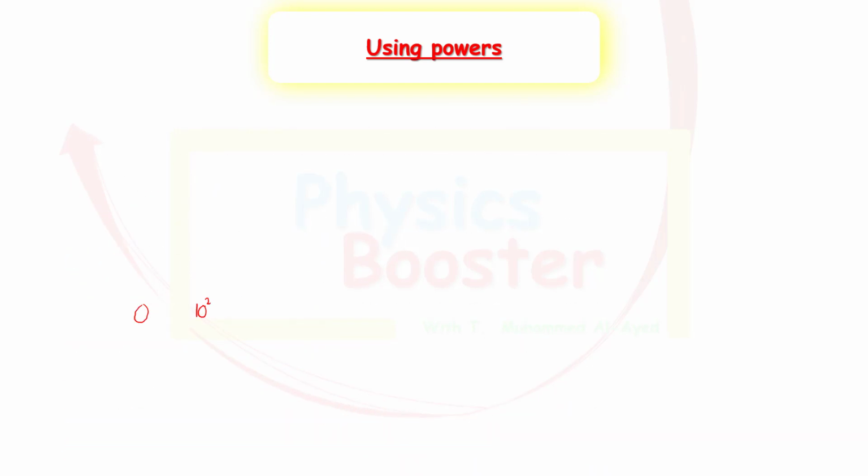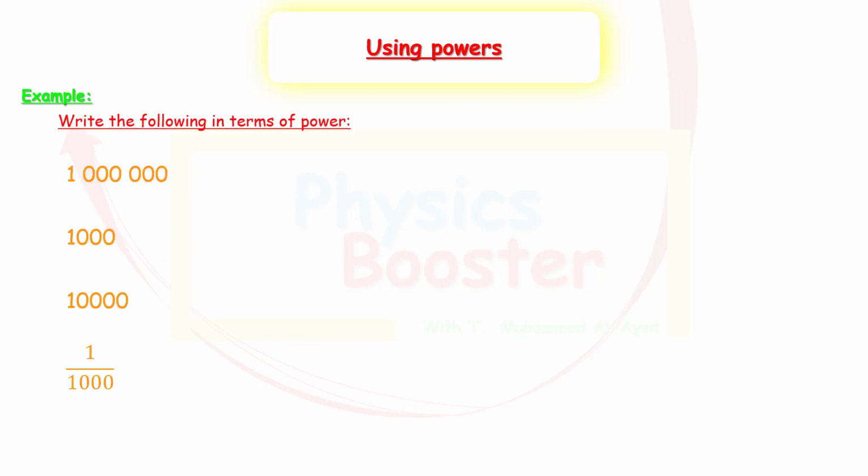So let's try it on a quick example. Write the following in terms of power. So let's start with the first example here. It says 1 million or 1 with 6 zeros. I can simply say that it's equal to 10 to the power 1, 2, 3, 4, 5, 6, because I have 6 zeros, so it's 10 to the power 6. What about this one here? It's pretty obvious. It's 10 to the power 3 because I have 1, 2, 3 zeros. And what about this one? It's 10 to the power 1, 2, 3, 4. So here it's 10 to the power 4.